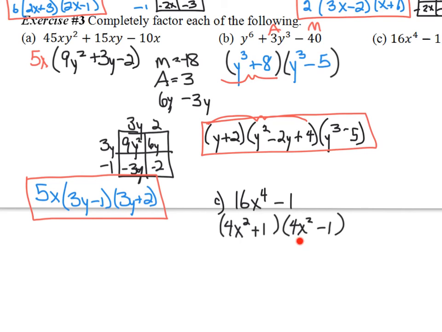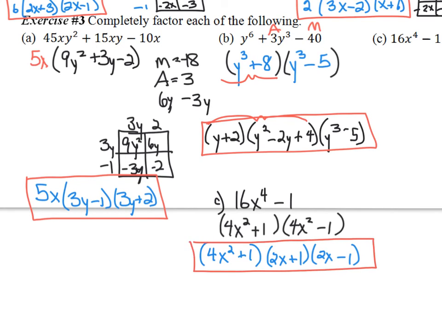Now as my last step, I noticed that this binomial can be factored further because it's the difference of two perfect squares. So my first factor cannot be factored because that's the sum of two squares, so we don't have a method for doing that one. But 4x squared minus 1 is the difference of two perfect squares. So we're going to say 4x squared is going to be a 2x times a 2x. And negative 1 will be a positive 1 times a negative 1. And again, I can't stress it enough. I cannot factor the sum of two squares. I can only factor the difference of two squares. So my final answer in factored form looks like this.